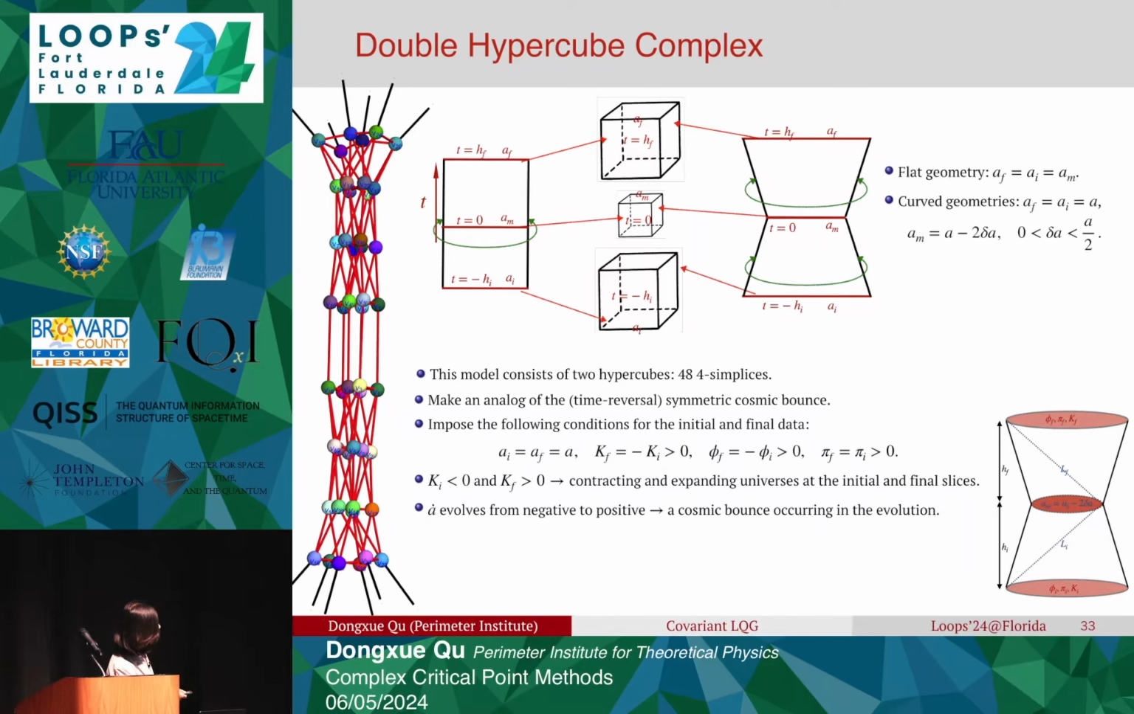So we impose these conditions, and we got the conditions for the initial and the final slice. We also have this condition. The initial slice extrinsic curvature is less than 0, and the final slice greater than 0. So it means we create a contracting and expanding universe at the initial and the final slice. And here, A naught will be evolved from negative to positive, which means a bounce occurring in the evolution.